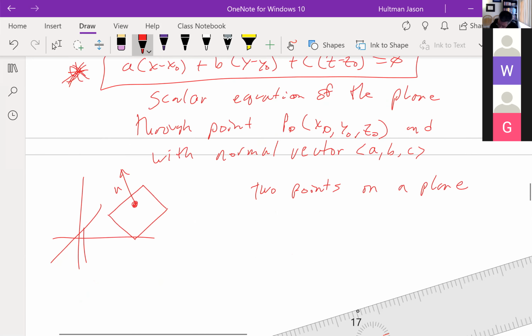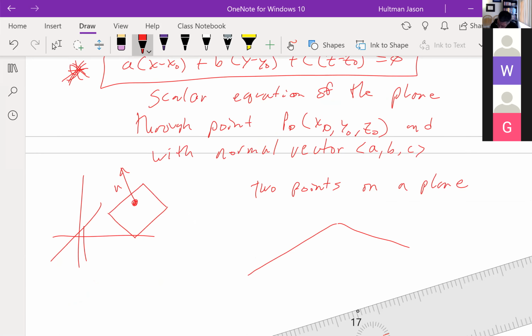What if we're just given 2 points on a plane? Let's look at a plane here. We're just given 2 points. I'll call this point P naught, and I'll call this point P1. Okay, we're given 2 points on a plane. How could we create a normal vector?